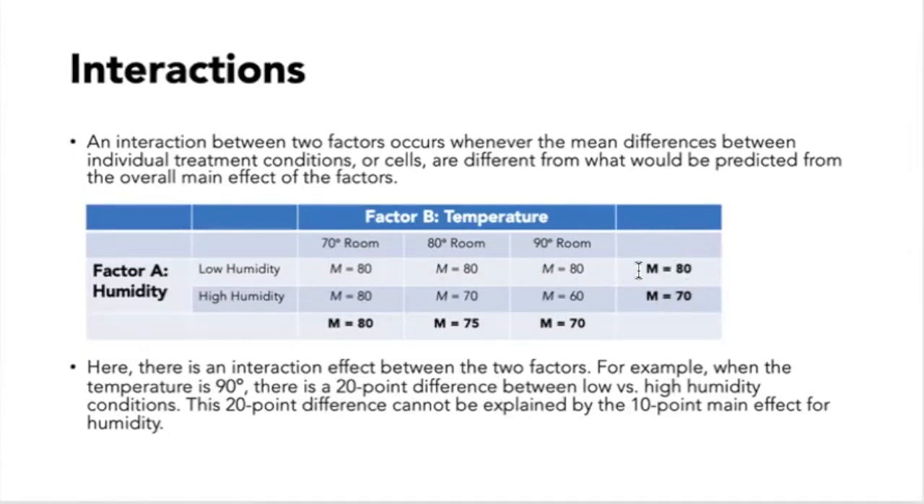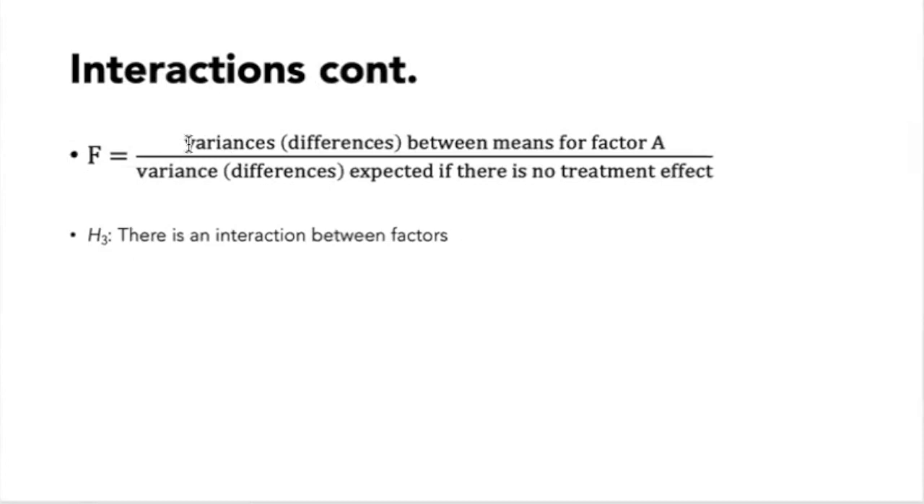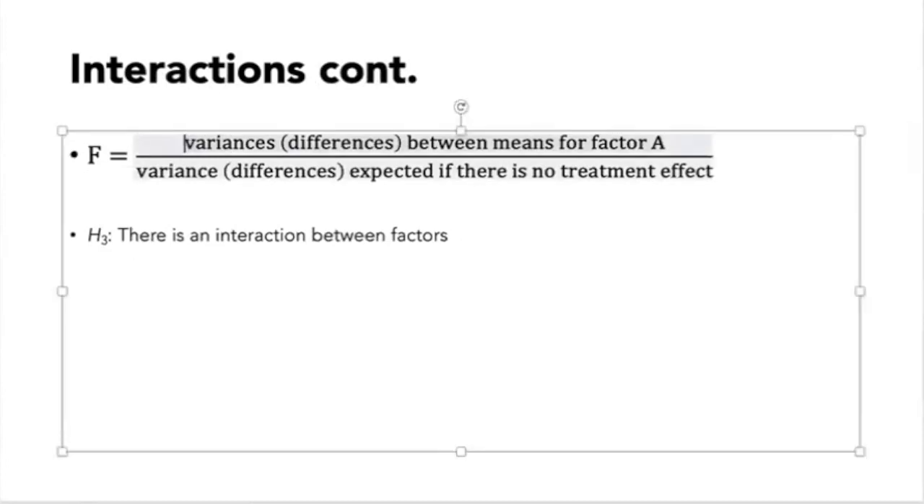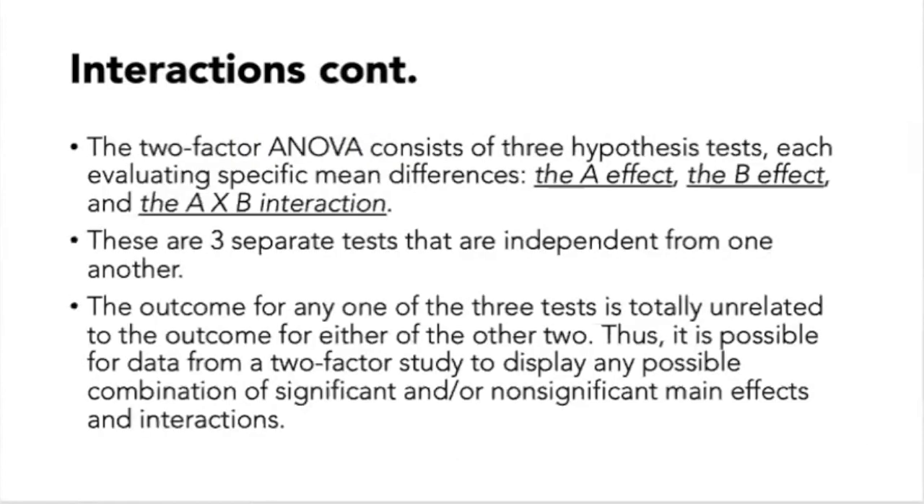Because in the main effect that we observed, it's just 10 points. But compared to this, there's a 20-point difference here. This 20-point difference may have been caused by something else. So in this example, that something else would definitely be temperature. So then there needs to be some interaction between these two. So that is exactly what we are going to find. Once again, here the F ratio is going to be the same as in the previous examples.